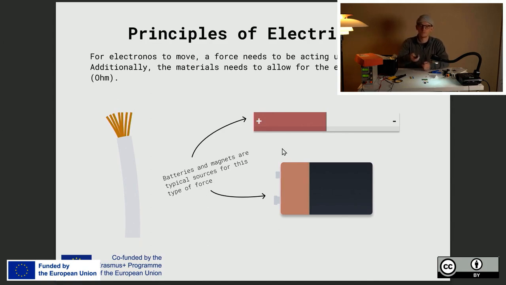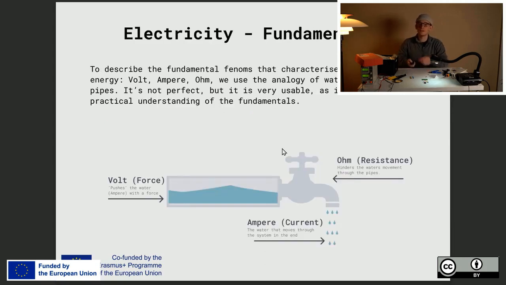And the best analogy, or at least the most common analogy I've seen, is the use of water to really understand this, where we can consider ohm to be the tap, the resistance towards the movement of the water through this pipe. Or we can consider ampere, the current, to be the actual water that flows through the system. And voltage can be the pressure that pushes the water to move forward. These relate to one another in what we call Ohm's law.